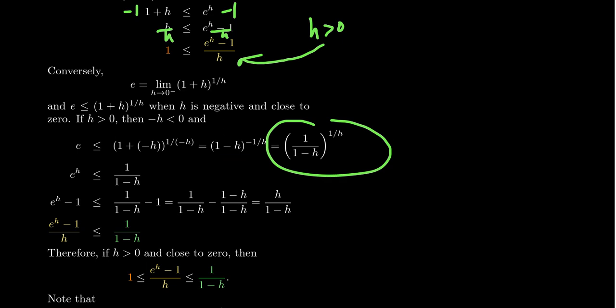So we have this side and this side. If we take the h power on the right, the powers will cancel. We do that on the left-hand side as well. We end up with this expression, e to the h is less than or equal to 1 over 1 minus h. Now, this is sort of the curious part.